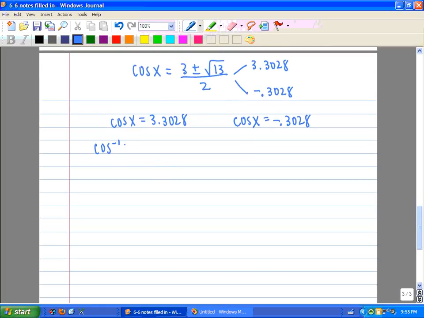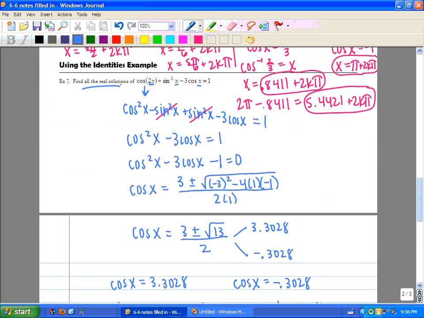If you do inverse cosine of 3.3028, again, I did radian mode, but since this is bigger than 1, remember the range of the cosine graph only goes from 1 to negative 1. So this one has no solution. You'll probably get a domain error in your calculator when you do the inverse. Now if we do inverse cosine of negative 0.3028, I got 1.8784. And I do believe this problem said to find all the real solutions.